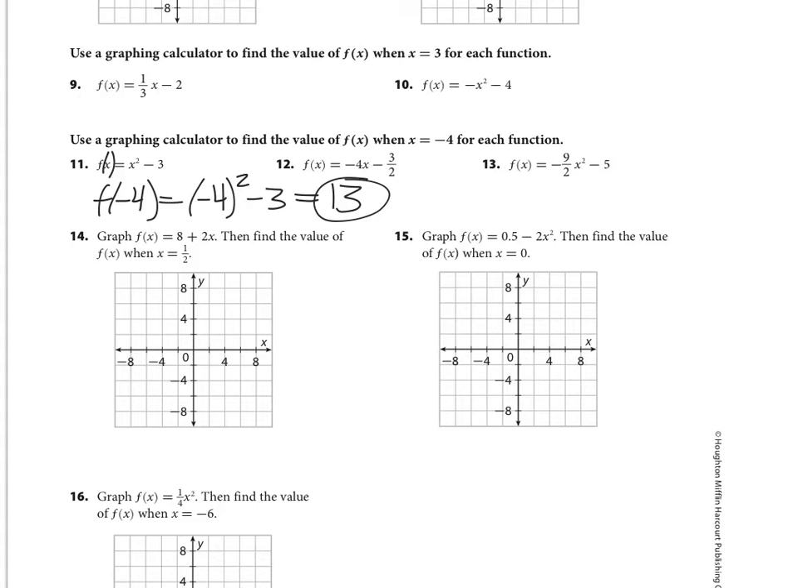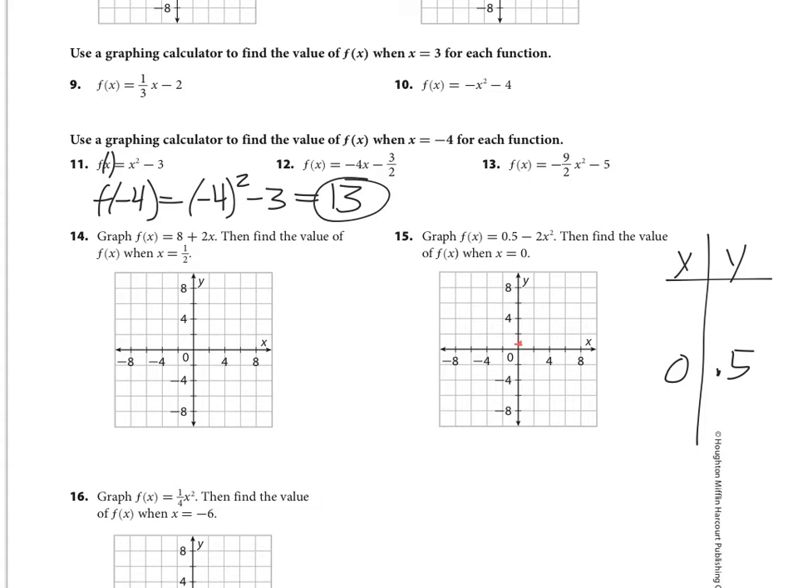15 says graph this, then find the value of f of x when x is 0. Okay, so how you're going to graph it. Again, I'm going to do a table of values, and in fact, one of those values is going to be when x is 0. So I'm going to put 0 here, just like I did in problem number 5. If I plug 0 in for x, that's going to go away. So that's 0.5. So at 0, it's 0.5. Now if you want to, go ahead and graph that point. 0, 0.5. 0.5 is just barely above that, because again, it's going by 2's.